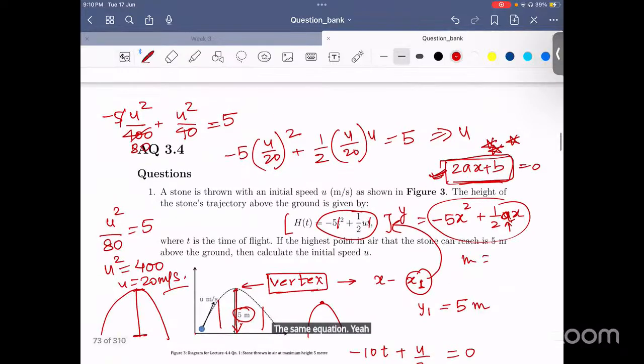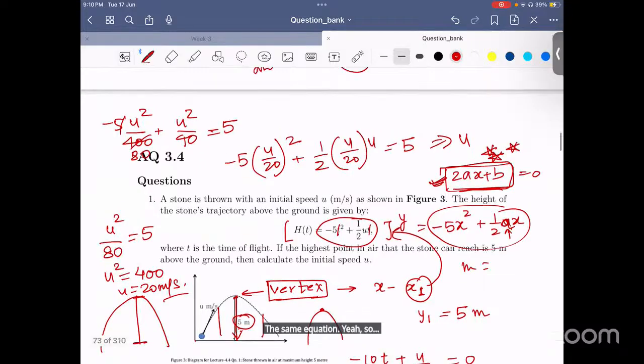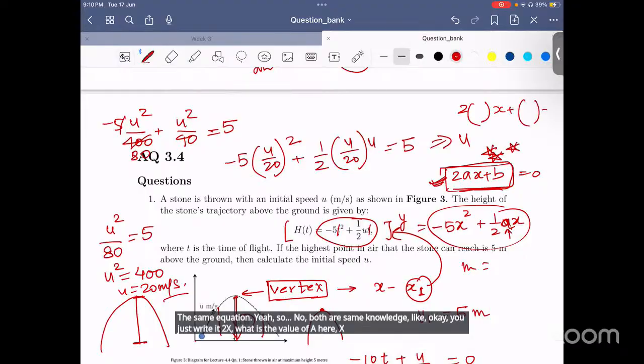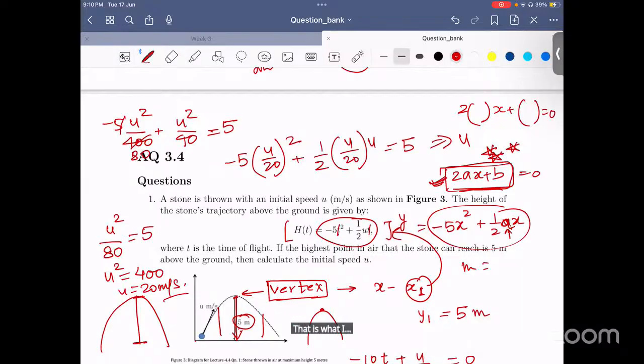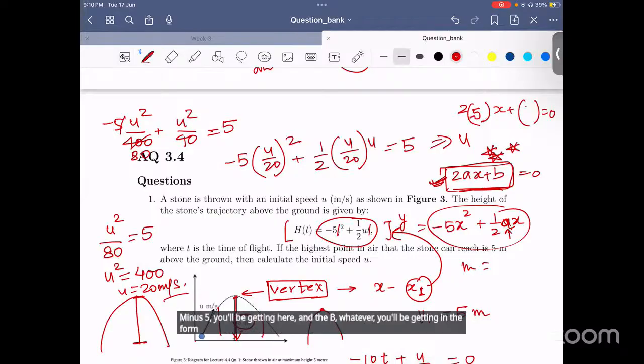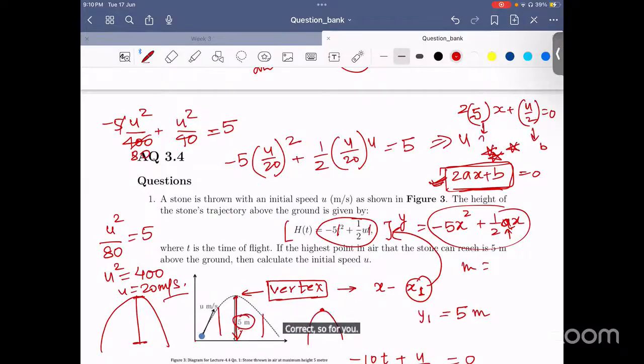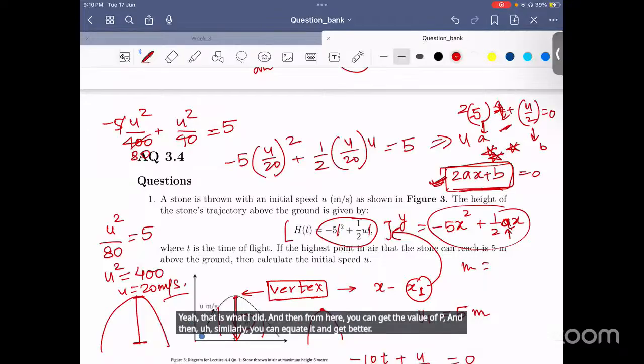No, both are the same only. You just write 2ax. What is the value of a here? Minus 5 you'll be getting here, and the b, whatever you'll be getting in the form of the value, it was u by 2. Correct? So for you, b is equal to this one. Yes, that is what I did. And then from here you can get the value of t, and then similarly you can equate it and get the value. Thank you, sir.